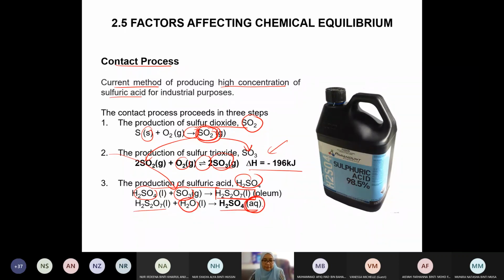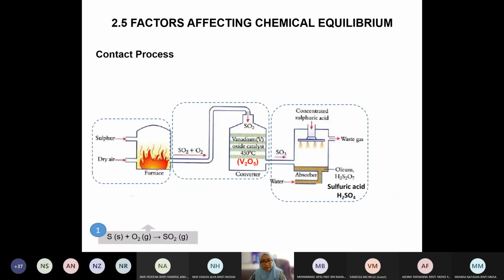Okay, this is the one where we can vary the concentration. Some industries may need 98%. Some may need only 20% of sulfuric acid. So we can play around with this. Okay, alright. So these are the steps, but the one that will be involved in chemical equilibrium is the second step. So this is the process, guys.